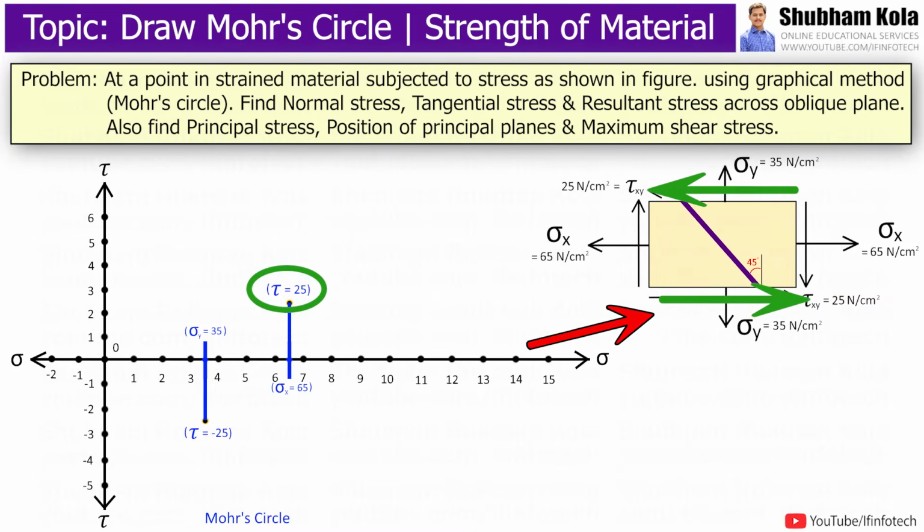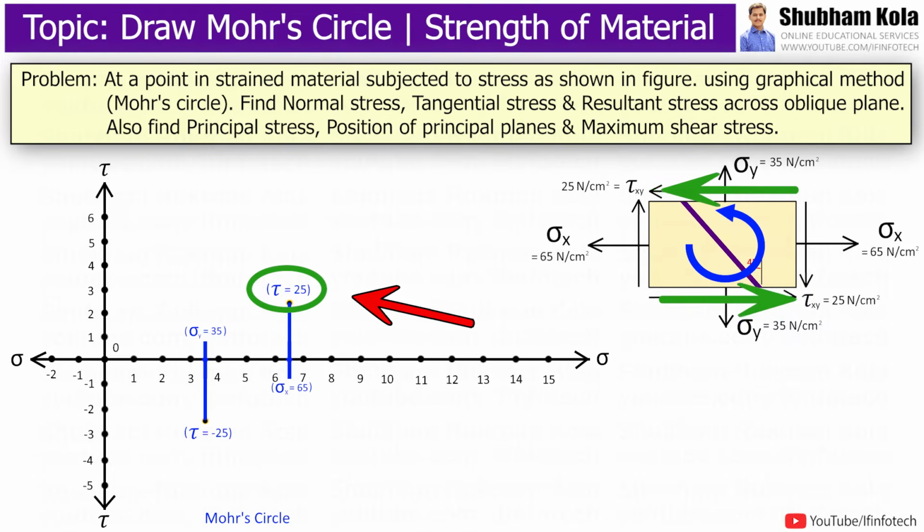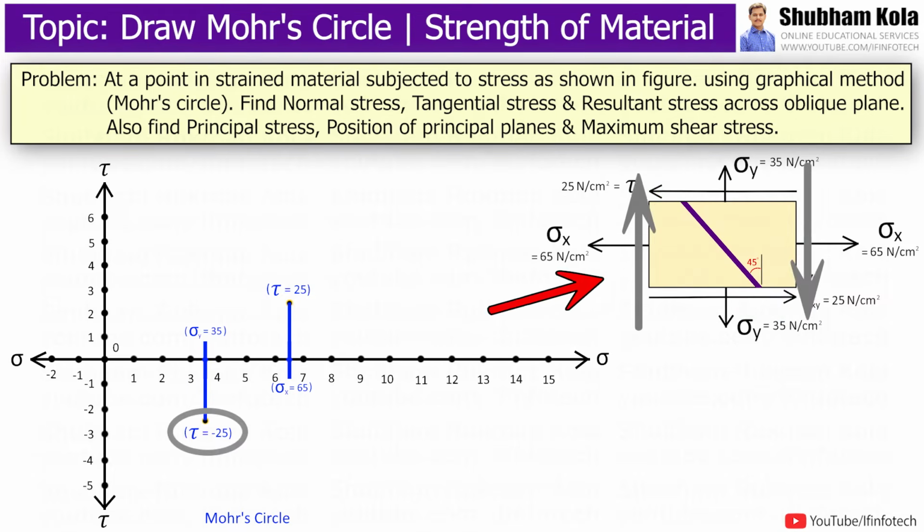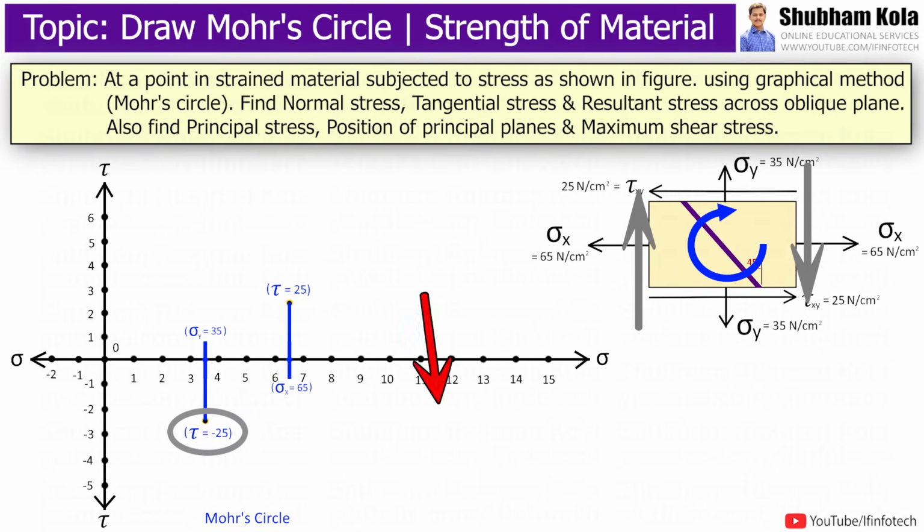Here in the problem, the shear stress corresponding to stress sigma x is trying to rotate the body in the anti-clockwise direction, so it is positive, and we will plot the shear stress value upwards. The shear stress corresponding to stress sigma y is trying to rotate the body in the clockwise direction, so it is negative, and I will plot this shear stress value downward.